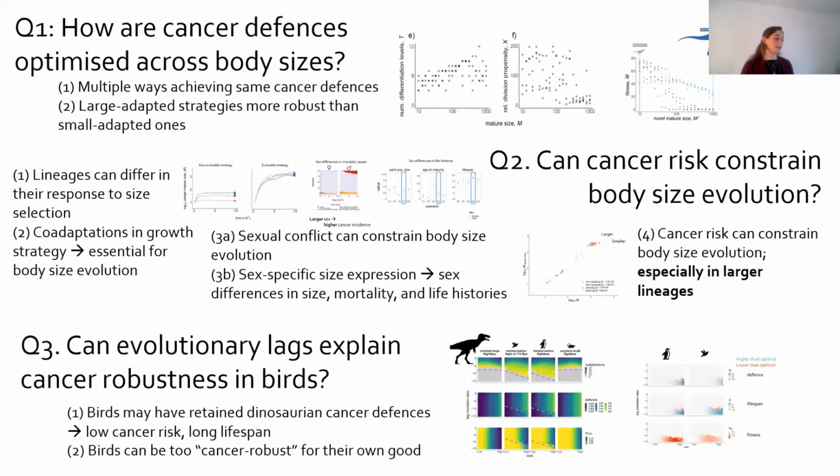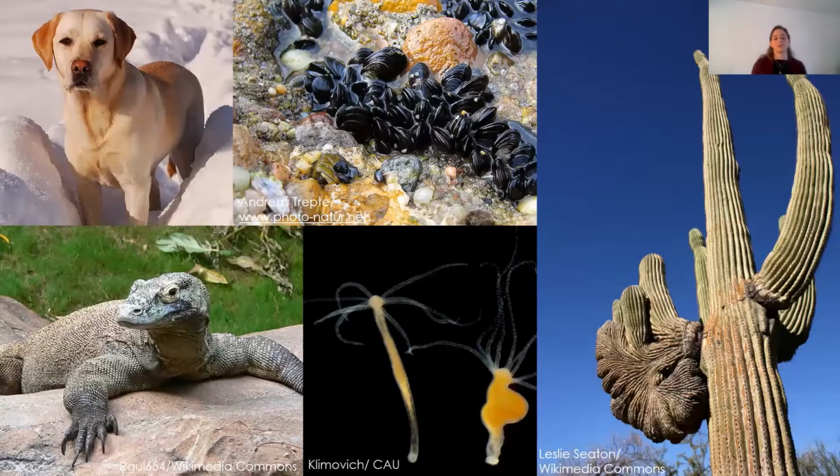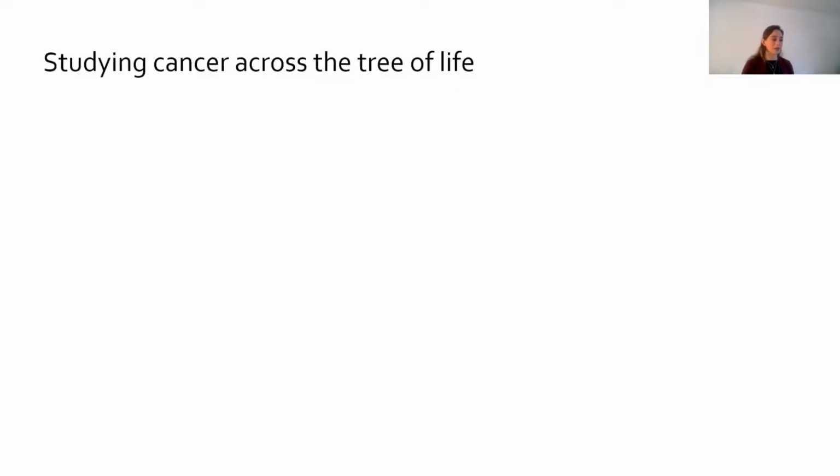Next, we asked, can evolutionary lags explain cancer robustness in birds? And then showed that if birds have retained dinosaurian cancer defenses, they might have low cancer risk and long lifespan, but this might come at the expense of reproductive success. So with this presentation, what I wanted to show you is that cancer is a phenomenon that affects all diversity of life who are multicellular.